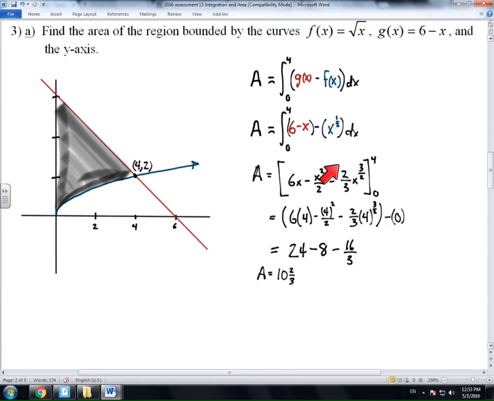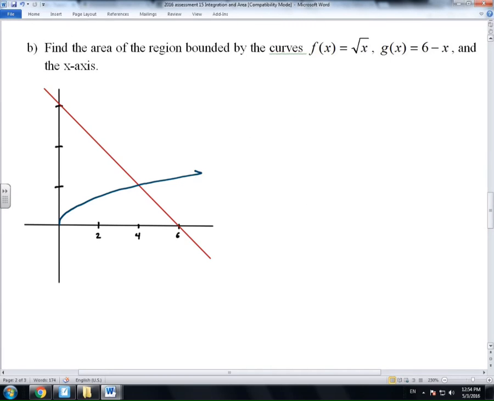Again, pause the video to make sure that you understand where each of these numbers came from and why 10 2/3 is valid. Also, if this is a test, you should probably go to the calculator and make sure that 10.6667 is the value of the area when you subtract the two curves. Now the second problem is interesting because it's the same two functions, but this time it's describing the area bounded by the x-axis and the two curves. So we're talking about this stuff down here.